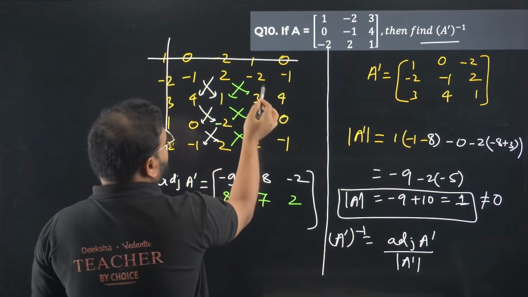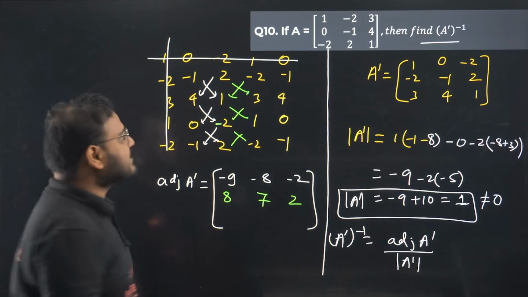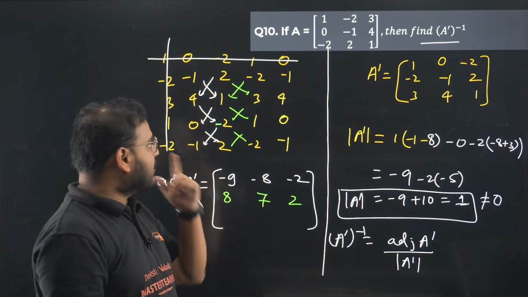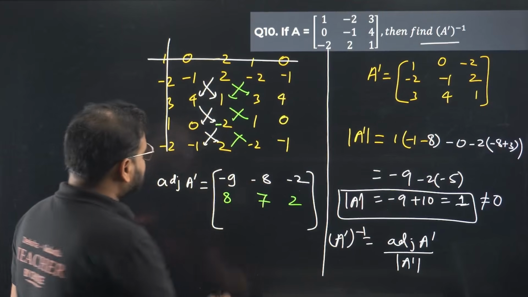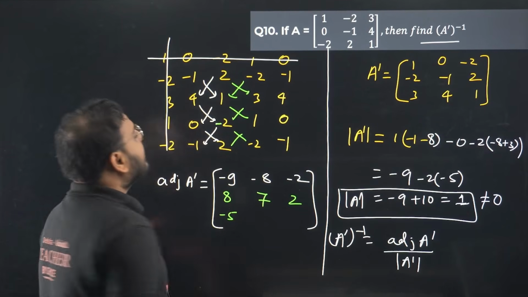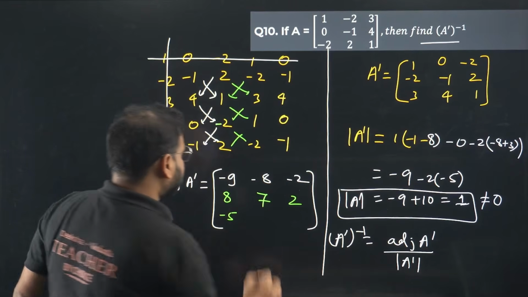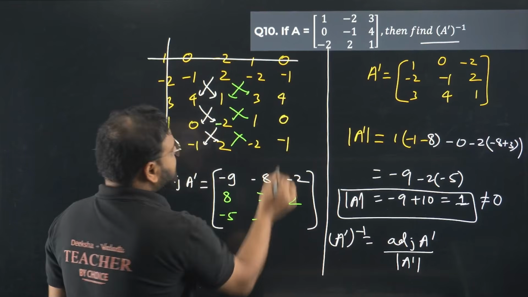Let's do the last one. 2 and minus 2 into 4 is minus 8. And we have 3 into minus 1. How much is that? Minus 3 becomes plus. So minus 8 plus 3 is minus 5. Okay. And we have 3 into 0 is 0. And 4 into 1 is simply 4. So minus 4. Minus 1 and 0.